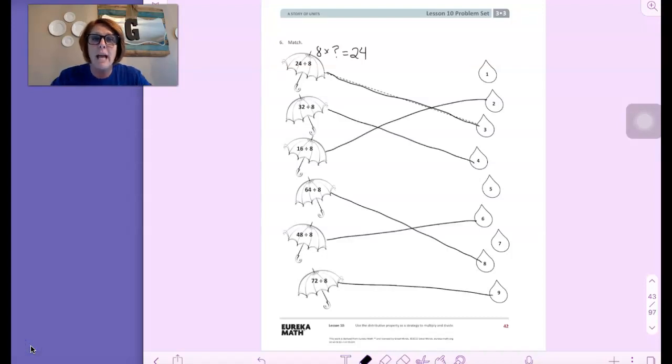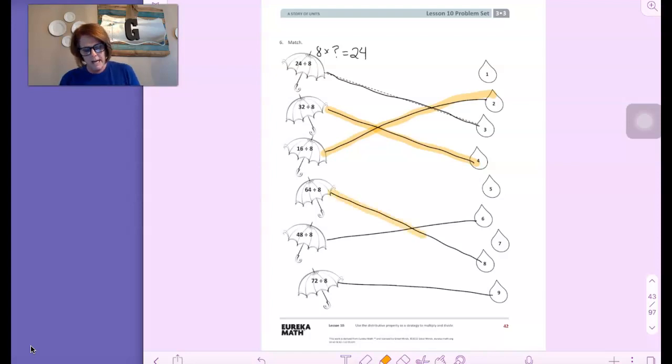Welcome back. Go ahead and check your work. Make sure that you have the correct answers. So let's take a look. 32 divided by 8 equals 4 because 4 times 8 equals 32. 16 divided by 8 equals 2 because 2 times 8 equals 16.